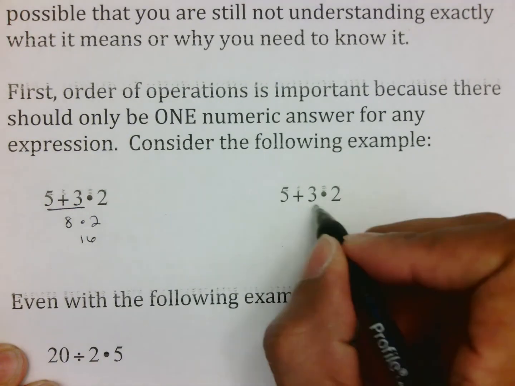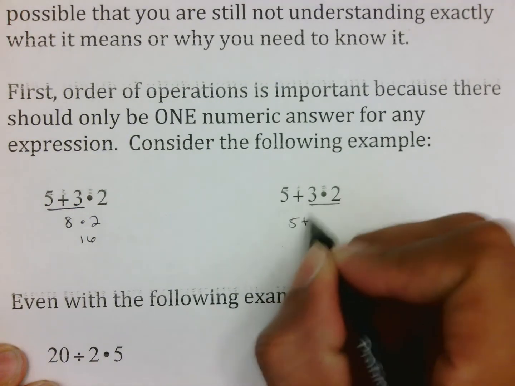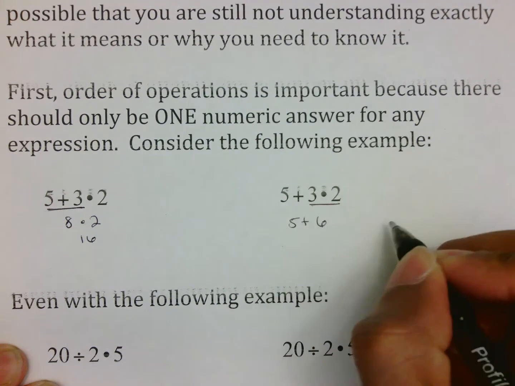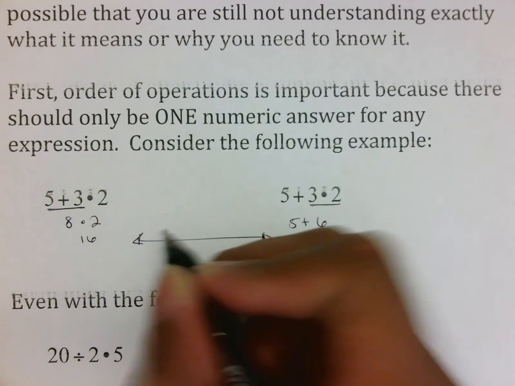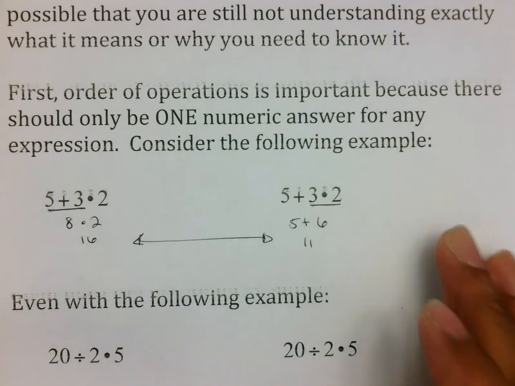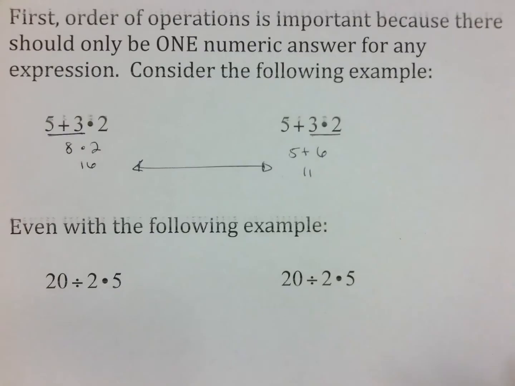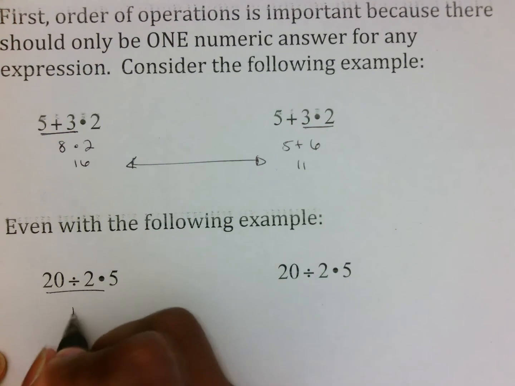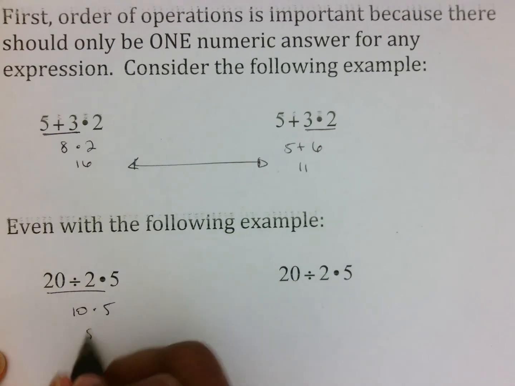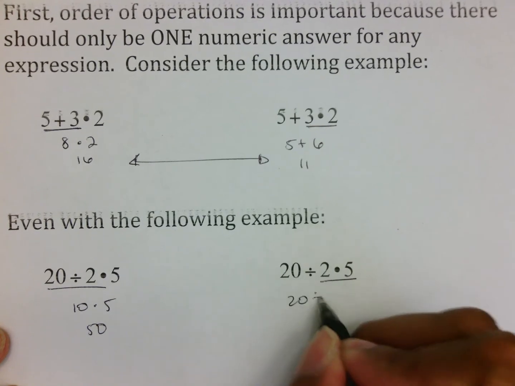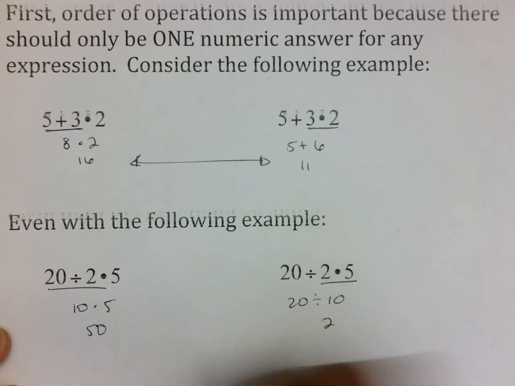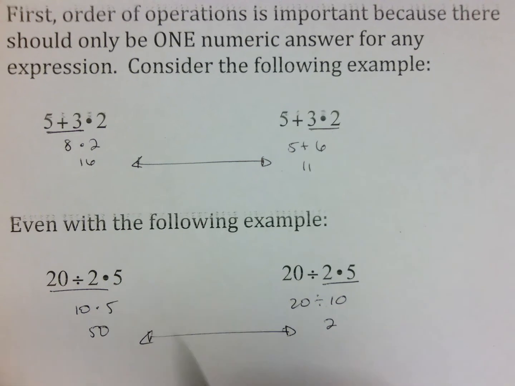If I chose instead to go to 3 times 2 first, then I would rewrite my 5 plus 3 times 2 as 6, and then 5 plus 6 is 11. Notice we have 2 different answers, which is a problem. Even looking at an example like this, if you decide to do 20 divided by 2 first, which is 10 times 5, that turns into 50. Or I could choose to do 2 times 5 first, which turns that into 20 divided by 10, giving me an answer of 2.